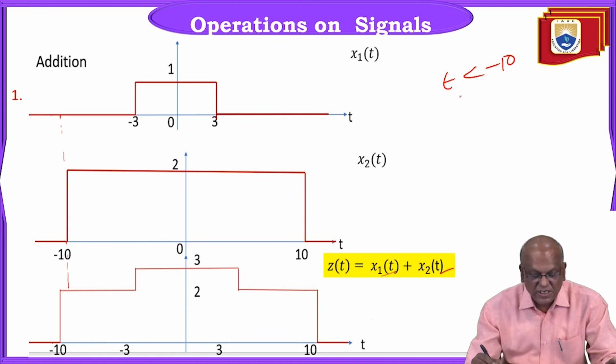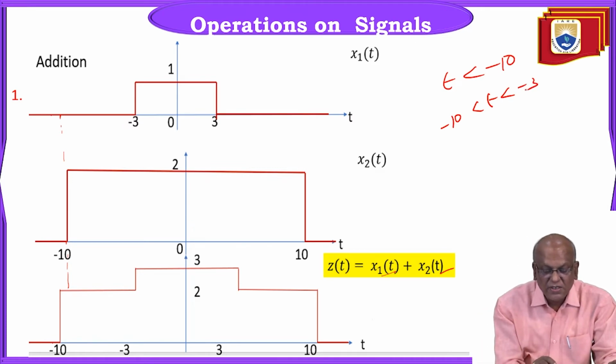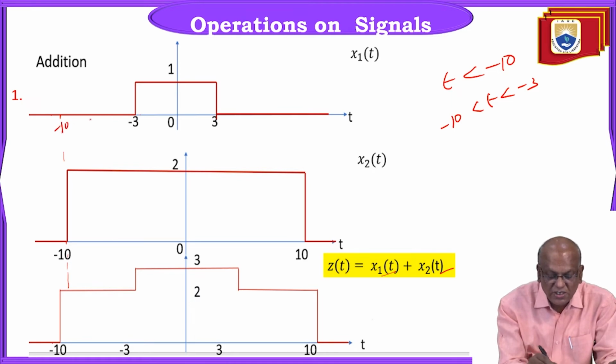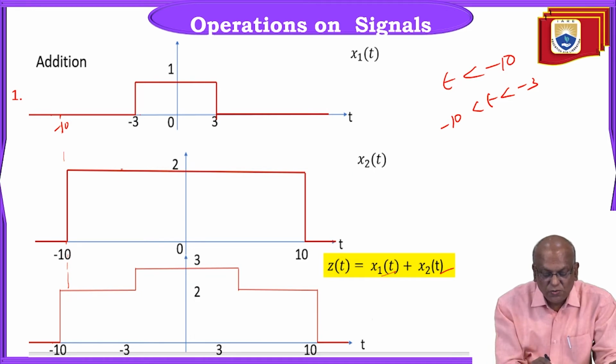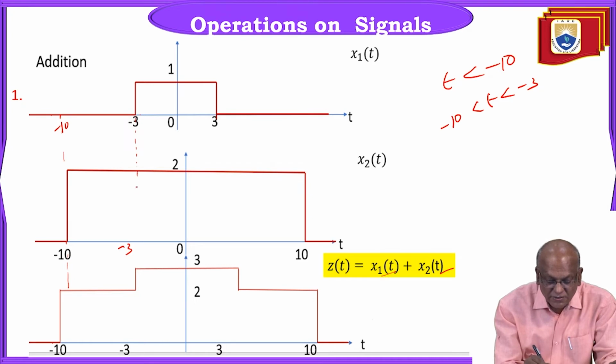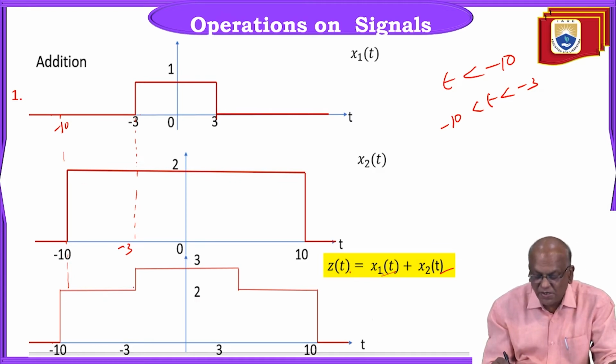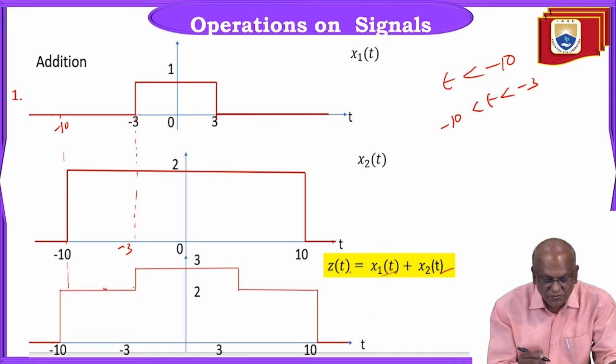Now we can consider the second time interval, minus 10 less than t less than minus 3. Under this condition, x1(t) equals 0, whereas x2(t) equals 2 between minus 10 and minus 3. So x1 equals 0, x2 equals 2, and 2 plus 0 equals 2. Now z(t) becomes 2 plus 0 equal to 2. This is the value 2.